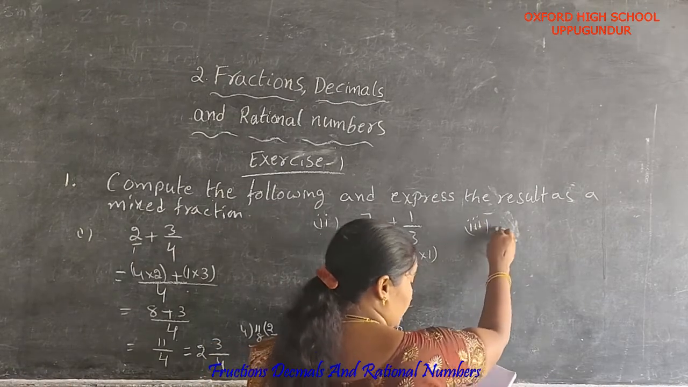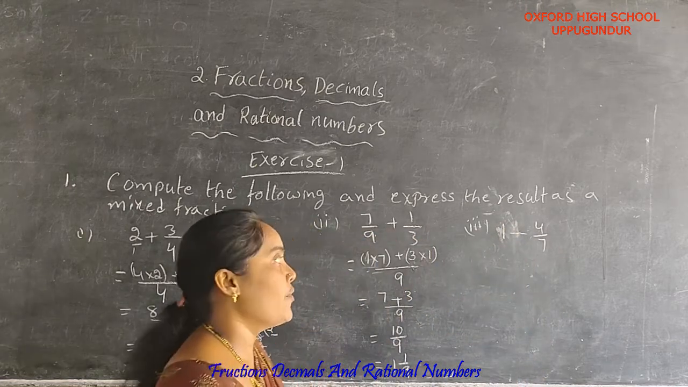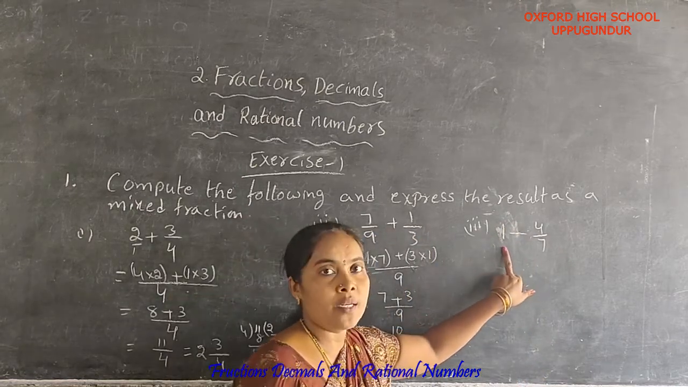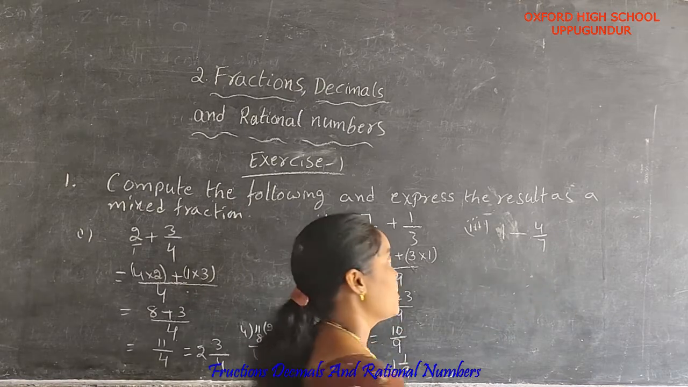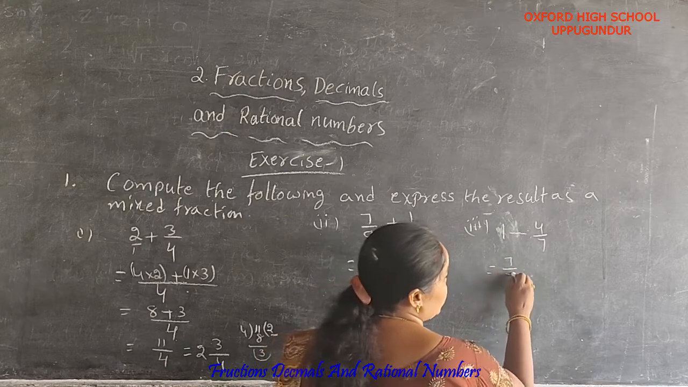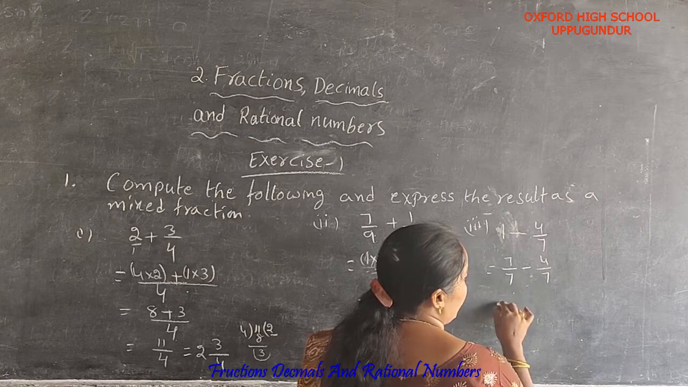Third one. 1 minus 4 by 7. How can we write 1? Here denominator 7 is there. So 7 by 7 means 1. 7 by 7 minus 4 by 7.